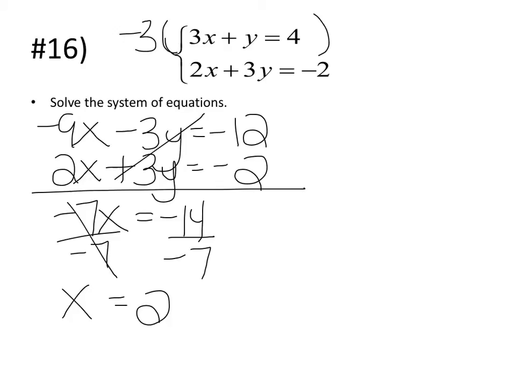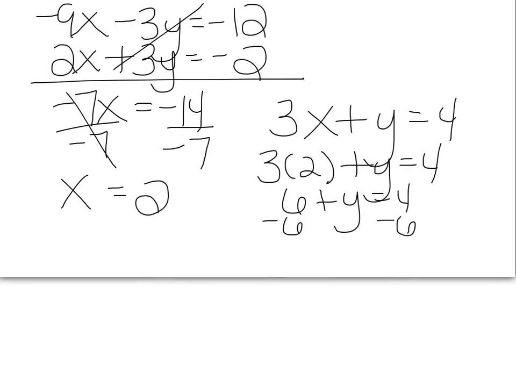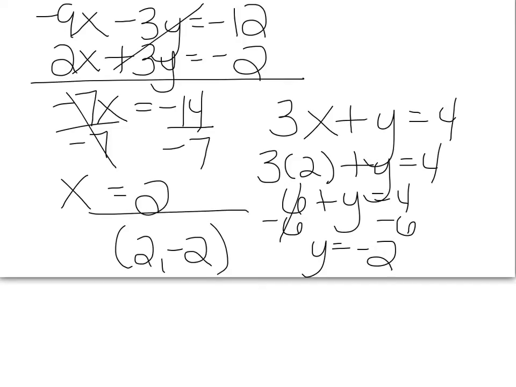Plug your x equals 2 back in. You get 3x plus y equals 4. So 3 times 2 plus y equals 4. So 6 plus y equals 4. Subtract 6 from both sides. You get y equals negative 2. So your ordered pair is 2, negative 2.